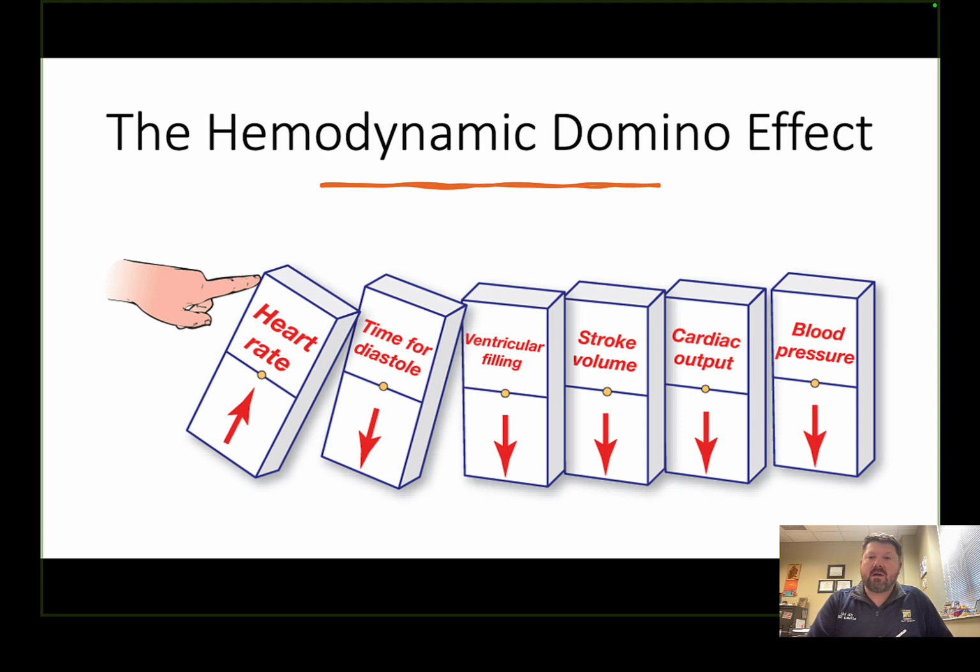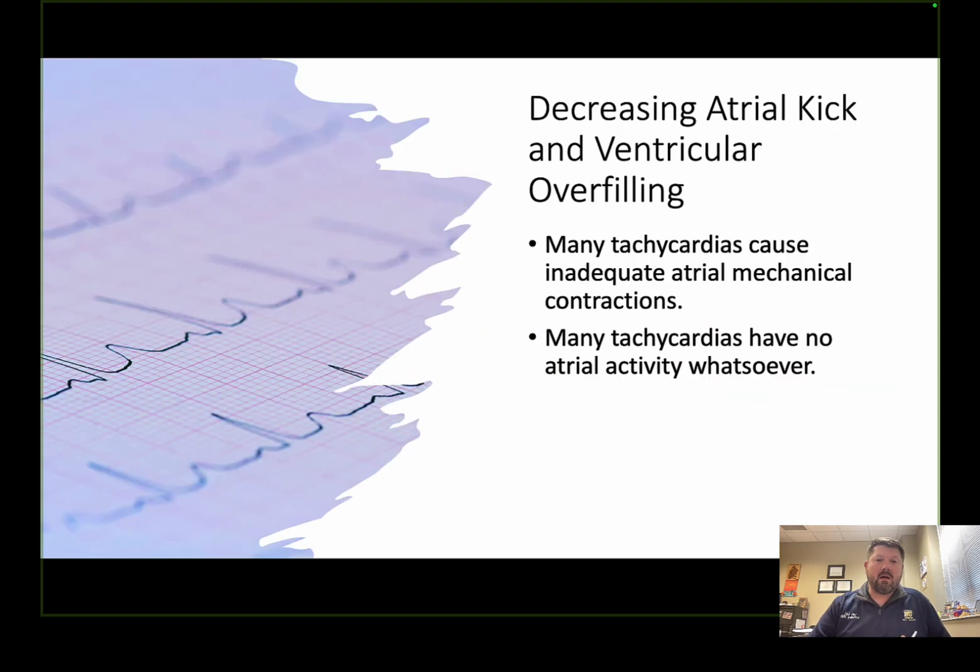This figure illustrates the hemodynamic domino effect of tachycardia. The faster the rate, the shorter the period for diastole. The shorter the period of diastole, the lower the ventricular filling time. The lower the ventricular filling, the lower the stroke volume. Stroke volume is also referred to as ejection fraction. The lower the stroke volume, the lower the blood pressure. And when this domino effect occurs, that patient will become hemodynamically unstable.